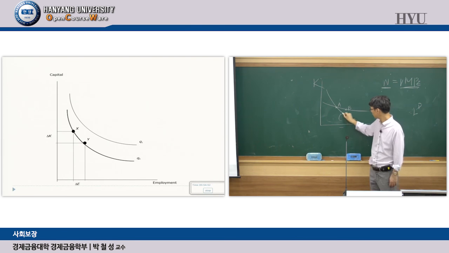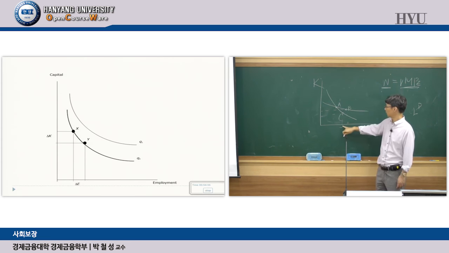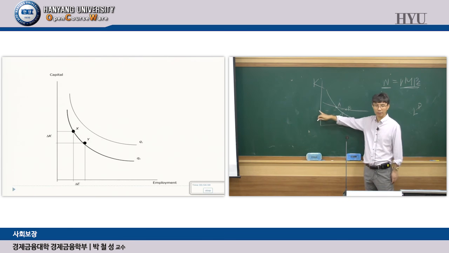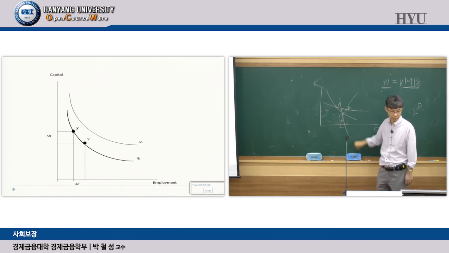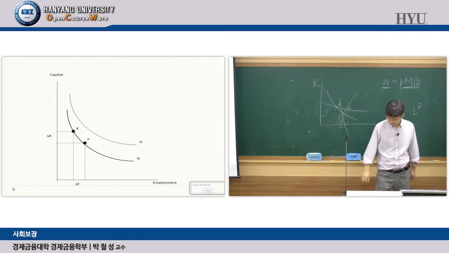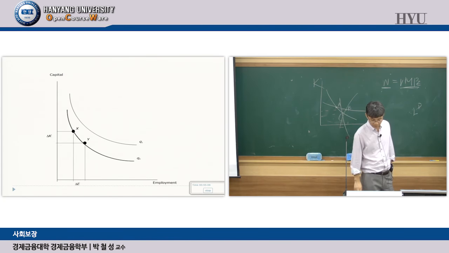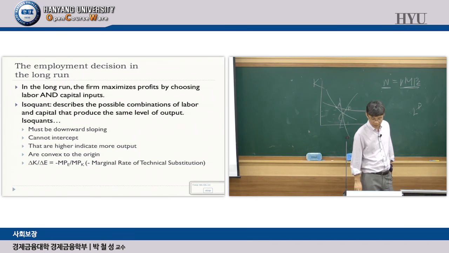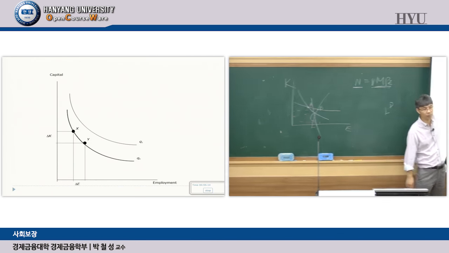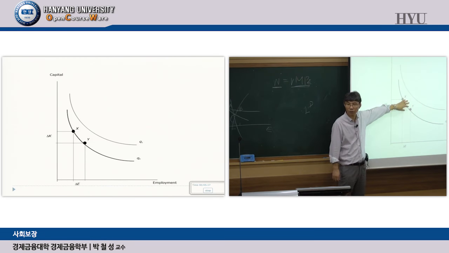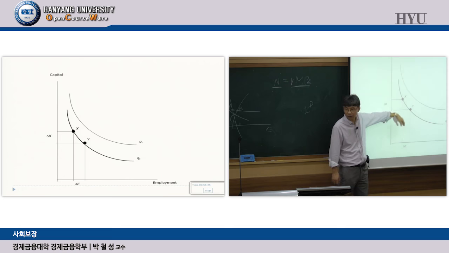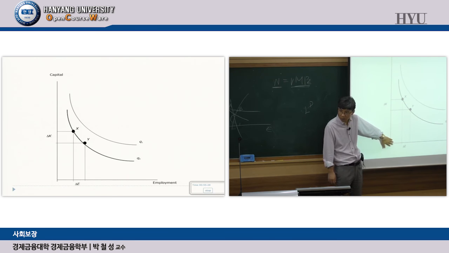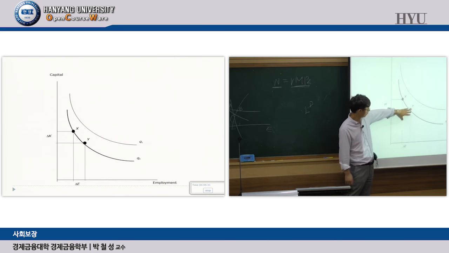Because higher employment, higher capital, same output, that doesn't make sense. So it shouldn't be the case. So it cannot intercept. Higher location indicates more output, obviously, because if you're higher in location, that means more employment, more labor, and more capital. So that means higher output. So farther away from the origin, you have higher inputs.